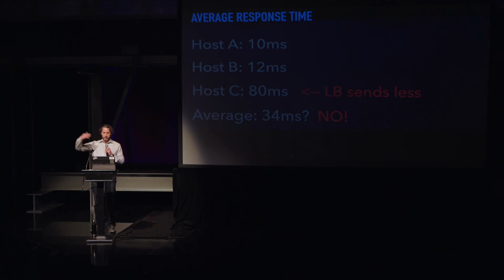So you have a load balancer that's sitting in front of these 3 hosts. It notices that one of them's not doing well. It routes fewer requests to that host. So that means that taking a naive average of these averages is going to give you the wrong answer.